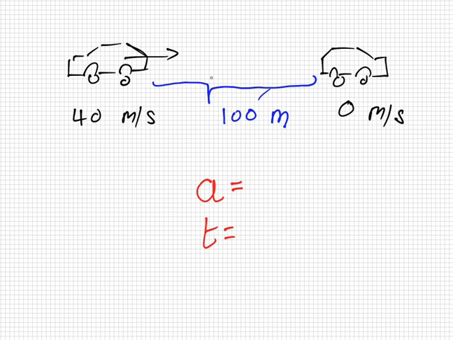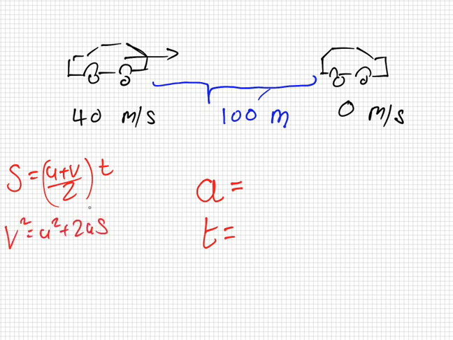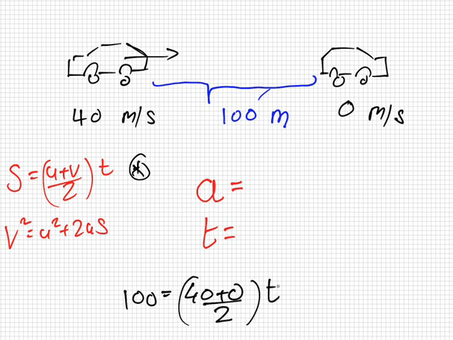Okay, let me just write down which formulas we'll need to use. So we have here U, V, S. So I could use S equals U plus V over 2 multiplied by T, and I can use V squared equals U squared plus 2AS. Okay, so I shall use this one first. S equals U plus V over 2 multiply T. So this means 100 equals 20T, so T equals 5 seconds.